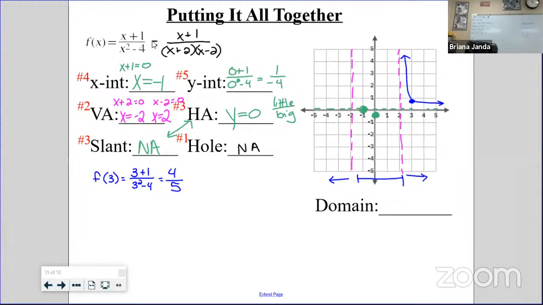Pick something to the left of this section here because my outer sections will always just corner. Okay, well, something to the left would be like -3, -4, -5. I'm going to pick -3. -3 plus 1 is -2. -3 squared is 9. Minus 4 is 5. That's a negative number, -2/5. The left-hand side is going to corner below my horizontal asymptote.